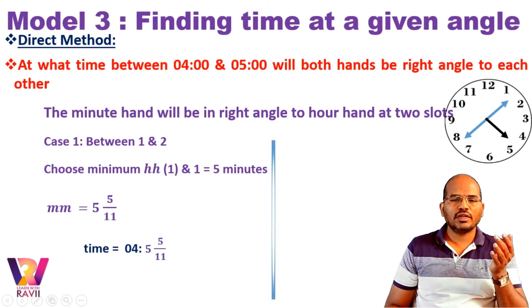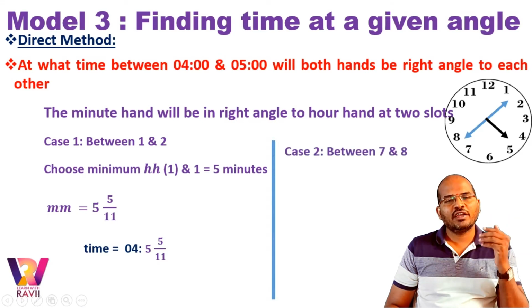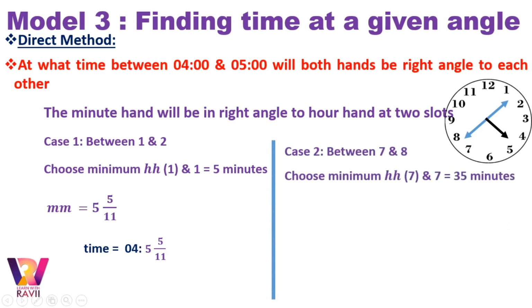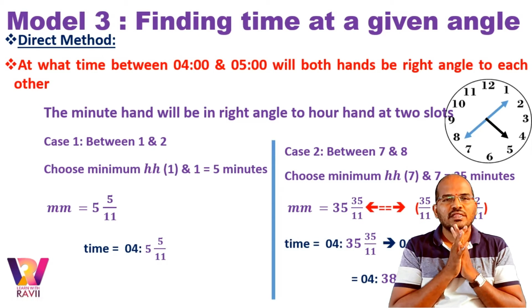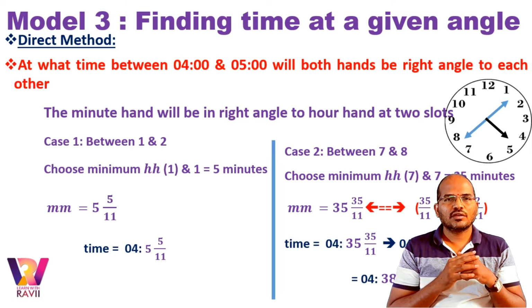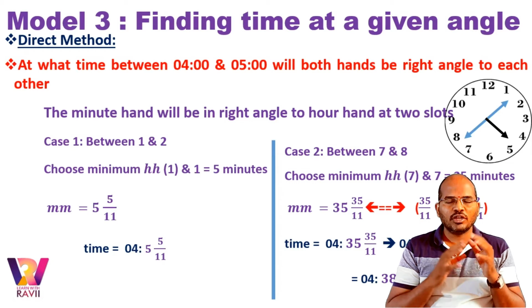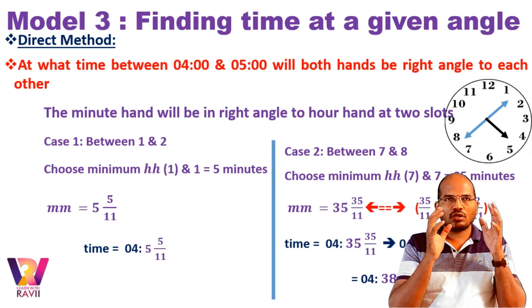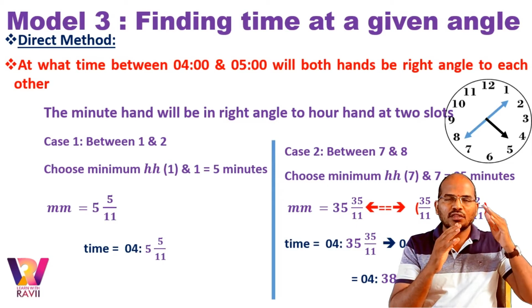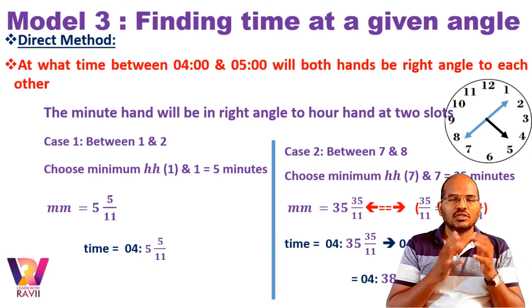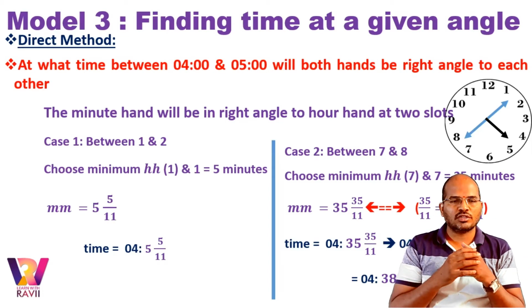Now, what is case 2? Between 7 and 8. So after 4:35, we have a possibility. So the value of mm is 35 and 35 by 11. So 35 upon 11 is 3 plus 2 by 11. You get the answer as 4:38 and 2 by 11. So this is how we calculate the answers directly without using any formula. You need to assume the clock, the minute hand and hour hand position. Once you get the minute hand position, then we do it directly using the applied concept.